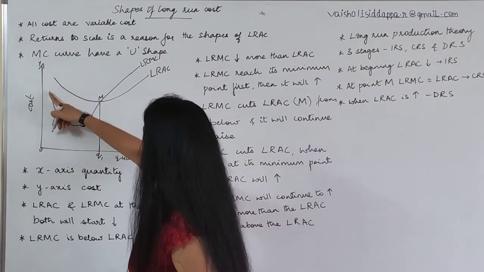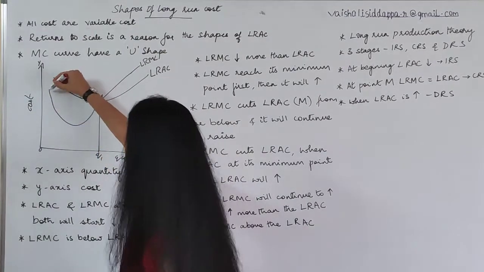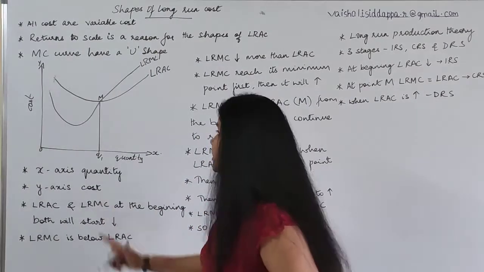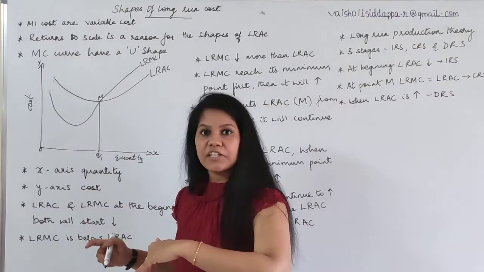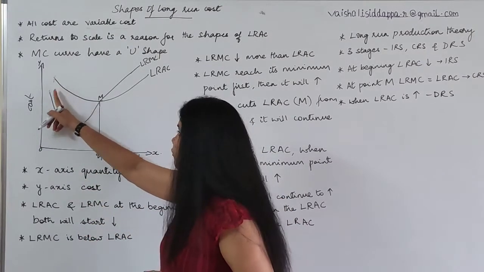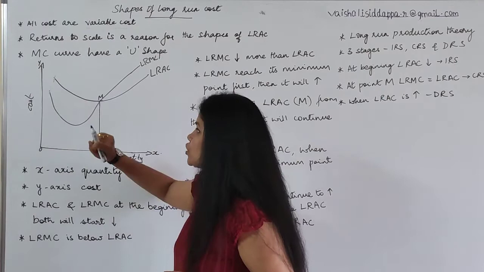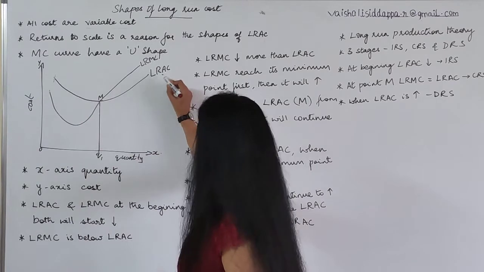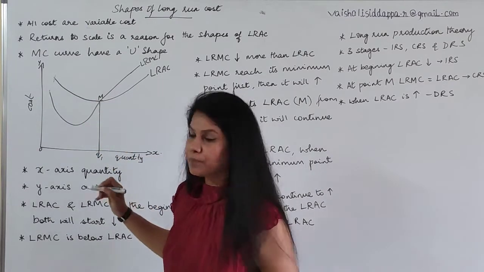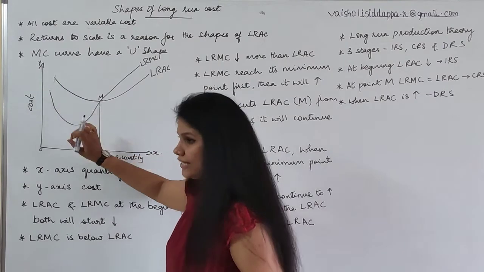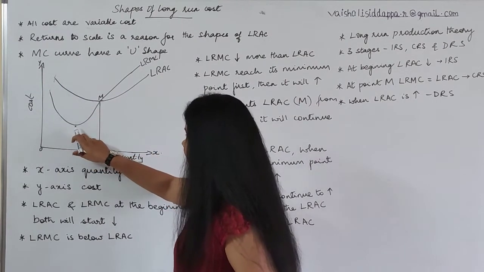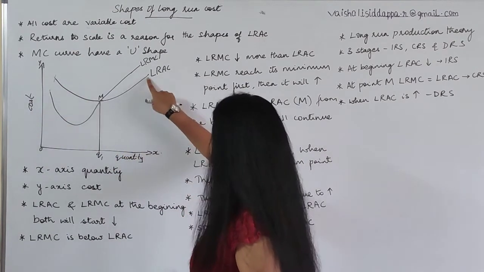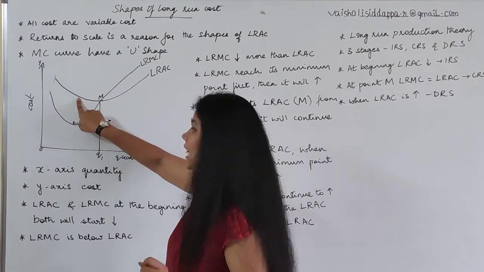You can see here they both start at the same exact point. Both start decreasing, coming towards the downside. The LRMC is the curve which is the lower one, and the LRAC curve is the broad U-shaped one. So they both are decreasing, but LRMC is below the LRAC curve.